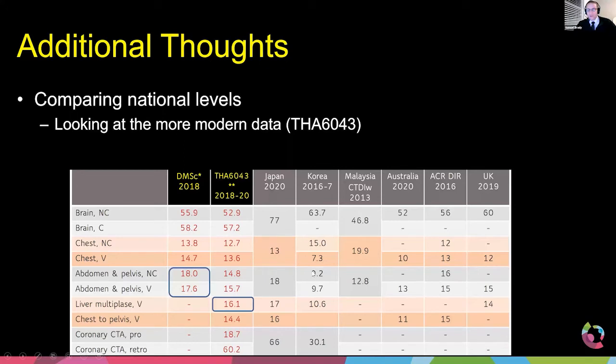Korea is much lower than everyone. They're the lowest. And then Japan on the other side is the highest. But then compared to Malaysia, Australia, the US, and in Europe or the UK, your values are right in line with that. And that's a good thing. If you're going to establish a DRL, the question is, is that optimization point a good point to optimize? Here, looking nationally or internationally, your values are in line with how most people are imaging in the region or in the world.